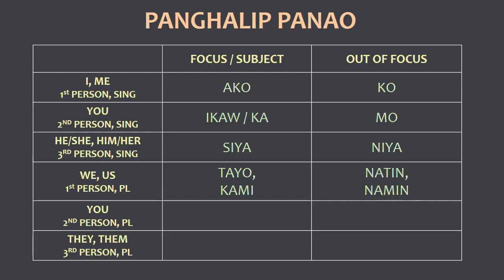Next, for second person plural, we have kayo for the subject or the focus, and then nyo if it's not the subject. Third person plural, we have sila if it's the focus of the sentence or the subject. And then if it's not the focus, you use nila. Now let's use them in sentences.